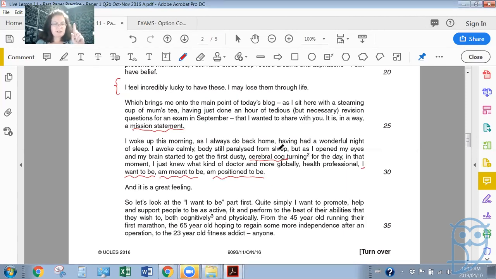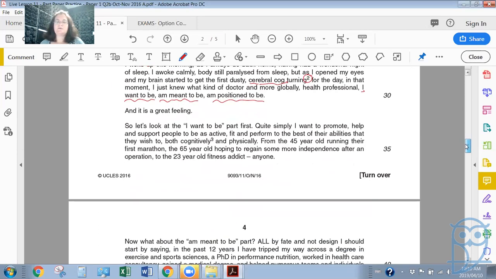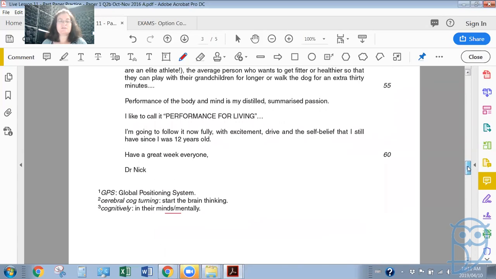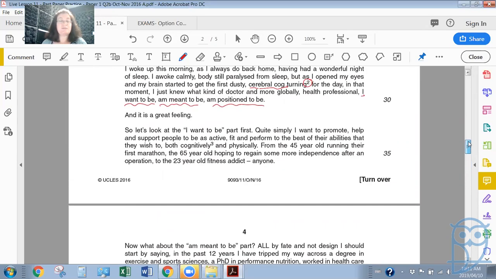One thing I forgot to mention to you, sorry, see that little reference there, number 2? That means there's a glossary at the bottom that will explain to you what's going on there. Okay, so cerebral cog turning, start the brain thinking. A GPS is a global positioning system, just in case you didn't know. And later on, we'll come across the word cognitively, which means in their minds or mentally. All right, so it's always nice to have a glossary at the bottom, and that's what those little numbers mean.